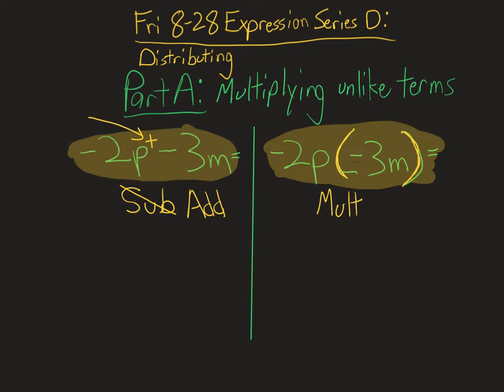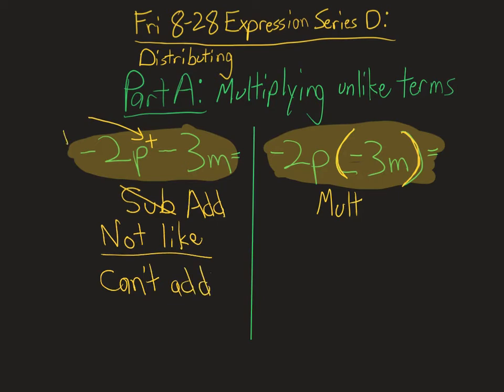Now on this first problem, that's addition. We think about it in terms of like and not like terms. And a P and an M are not like. So we can't add them. We're done. That's as simple as that problem's going to get. You would be told to simplify this first problem, number 1. And there's nothing to do. So that would be done. You'd have to leave it as negative 2p minus 3m.